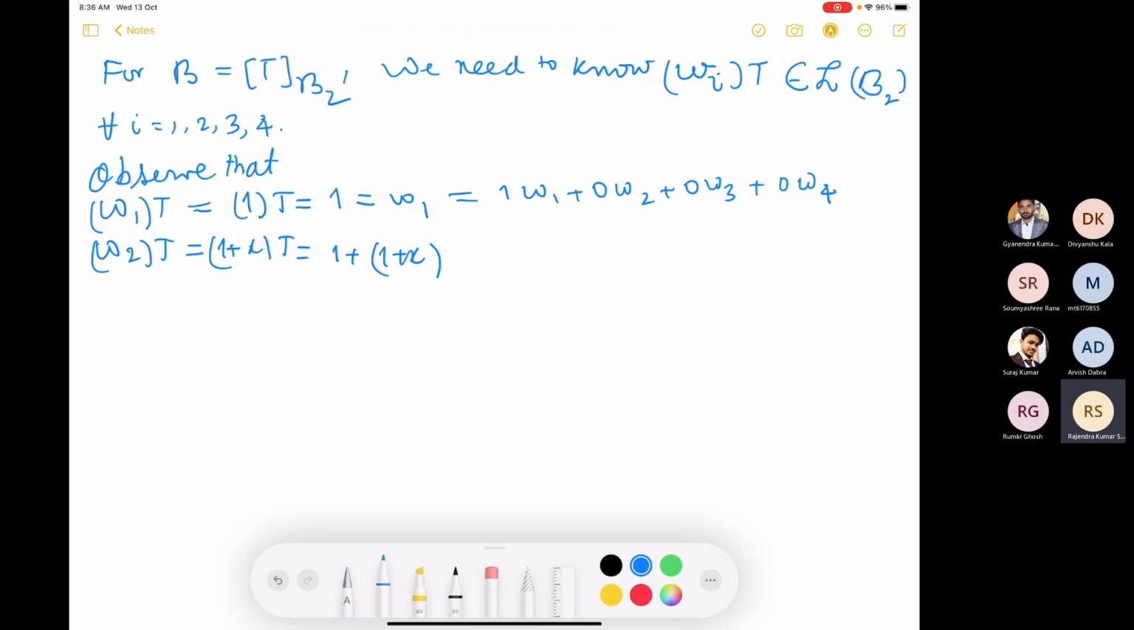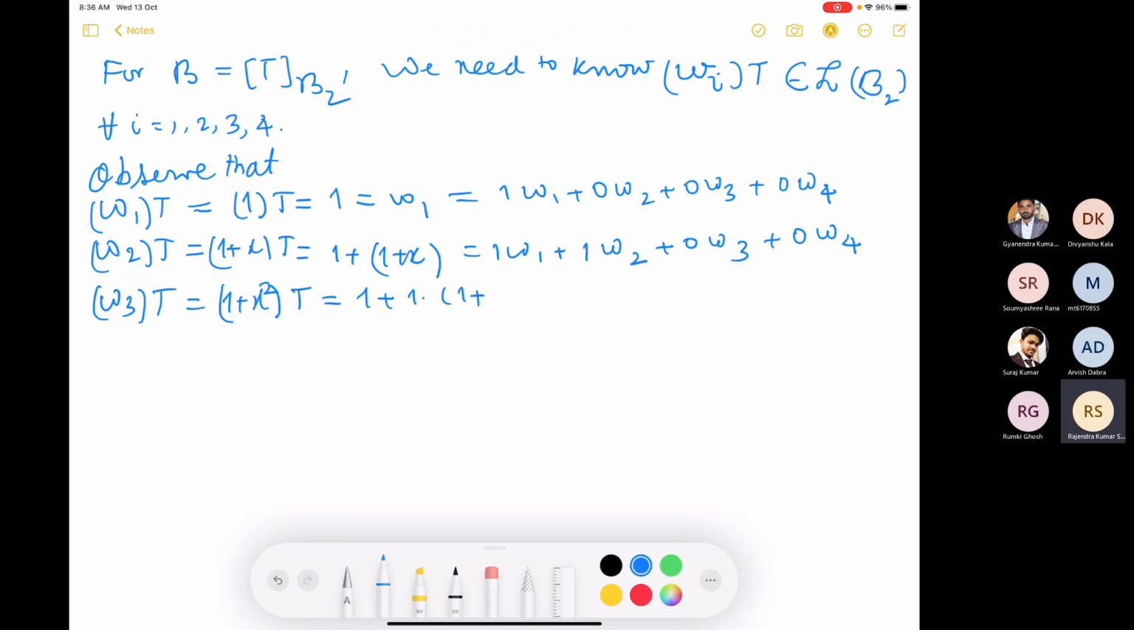Now we need to write this as the linear combination of W's. So one is W1. So this is 1 W1, and this 1 plus X is W2. So 1 W2, 0W3, 0W4. W3T. W3 is 1 plus X square. And T of this goes to 1 plus (1 plus x) whole square. Now you have to see that carefully. So this is 1 plus 1 plus 2x plus x square. I have to write this as the linear combination of W's.